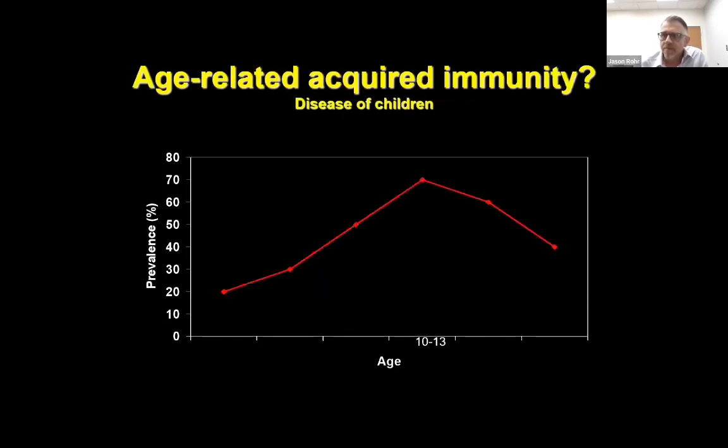So this is schistosomiasis prevalence by age. You can see it peaks around the age of 10 to 13 years old. It's believed that adults acquire immunity to these infections, which is why you see a decline in prevalence with older age classes.